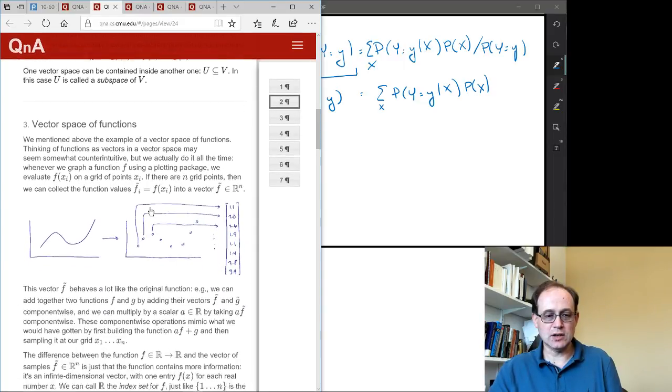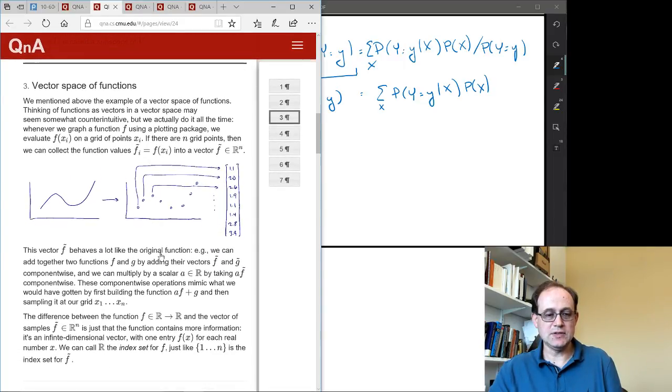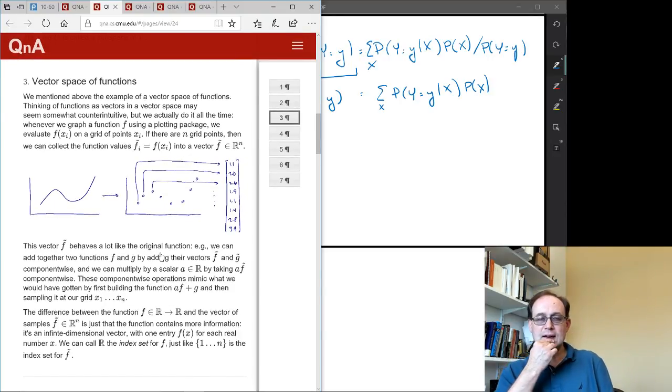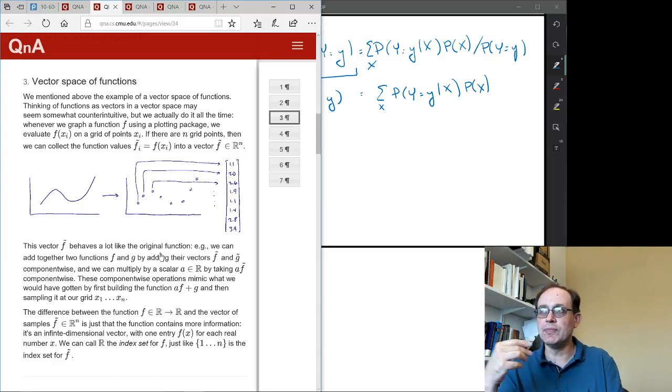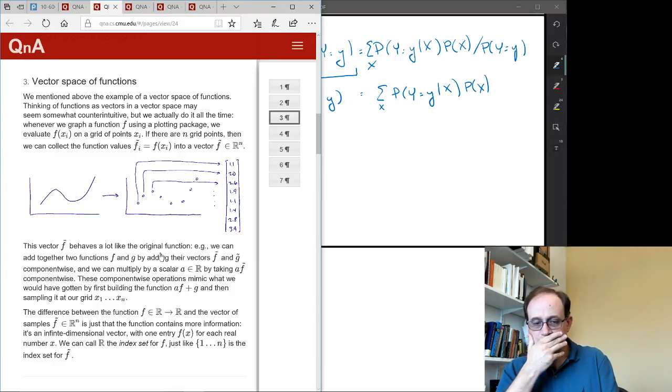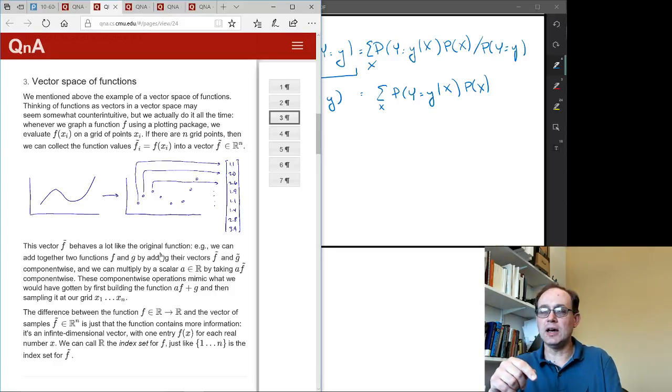So in particular, a really useful example is a vector space of functions. And this is maybe something that a lot of people haven't seen, but it kind of makes sense. The way that I like to think about it is to think about what happens when you plot a function in something like MATLAB or Python. What you'll do is you'll sample the function at a whole bunch of coordinates, and you'll represent the function by the list, the vector, of all of the values of the function at each one of those points, right?